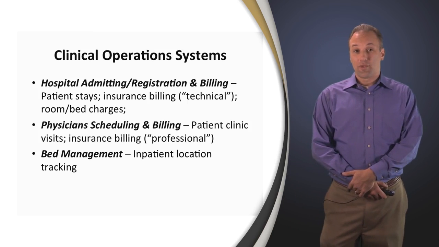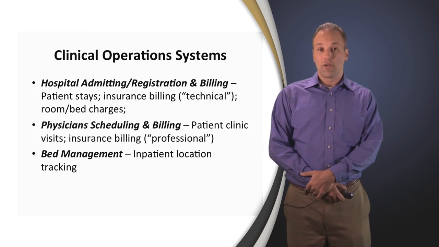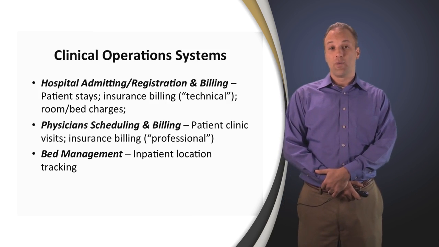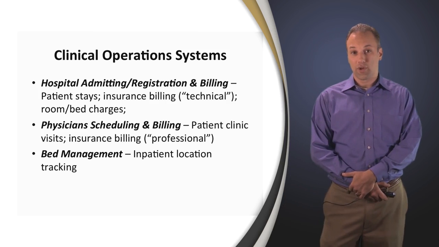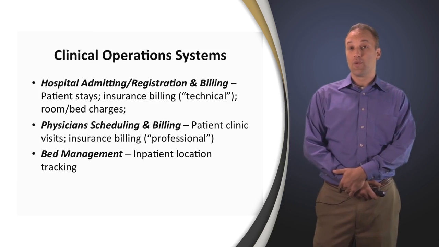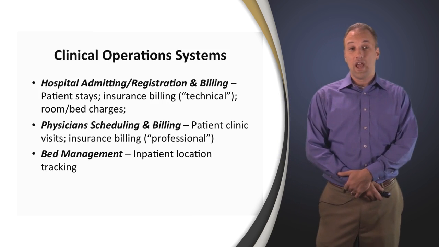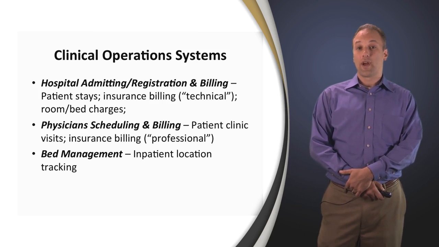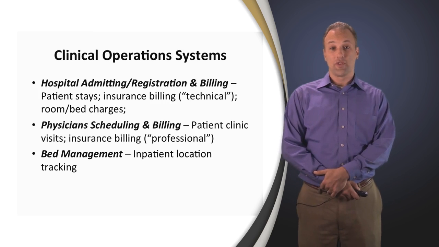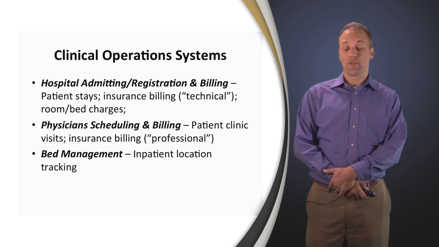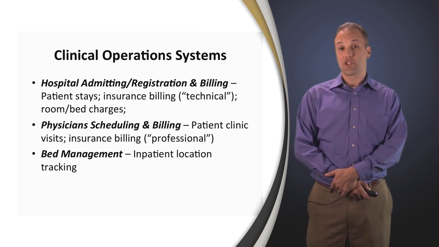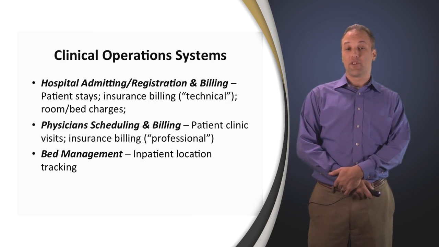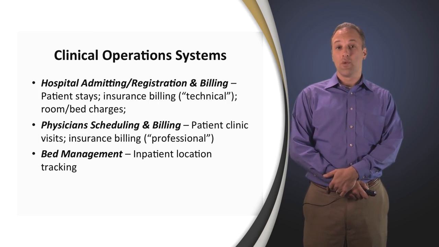Clinical operations systems at their core include perhaps a hospital admitting and registration and billing system, where we track patient stays, insurance billing, what we refer to sometimes as technical charges, and room and bed charges. The physician scheduling and billing system tracks patients' clinic visits and also does billing for physician type of services, which we refer to as professional. There also may be a separate or integrated bed management system which tracks patients' location within the facility.